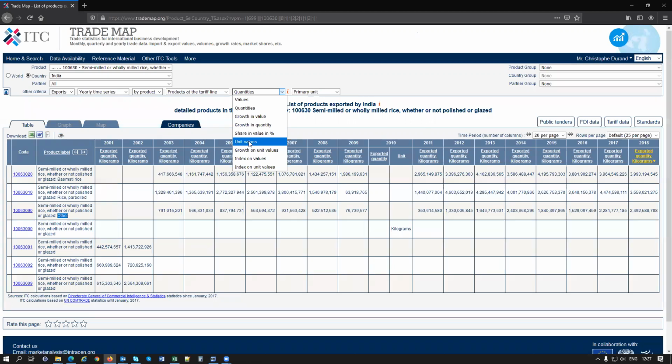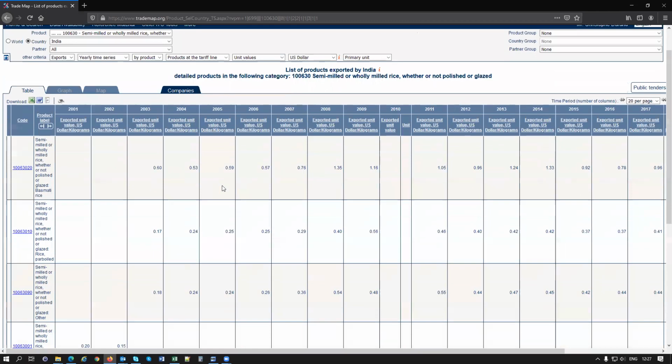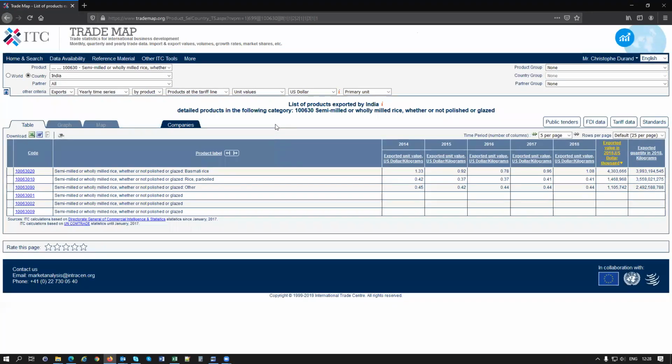Nonetheless, we can still have the list of the unit values. Let me just display 5 years per page. That's going to look a little bit more user-friendly, exactly. So for basmati rice, we can see that the unit value is higher than the parboiled or the other kind of rice. You see that it's almost twice as expensive. So once again, here we have an insight on the quality of the rice, not only by the description, but also by the unit value.